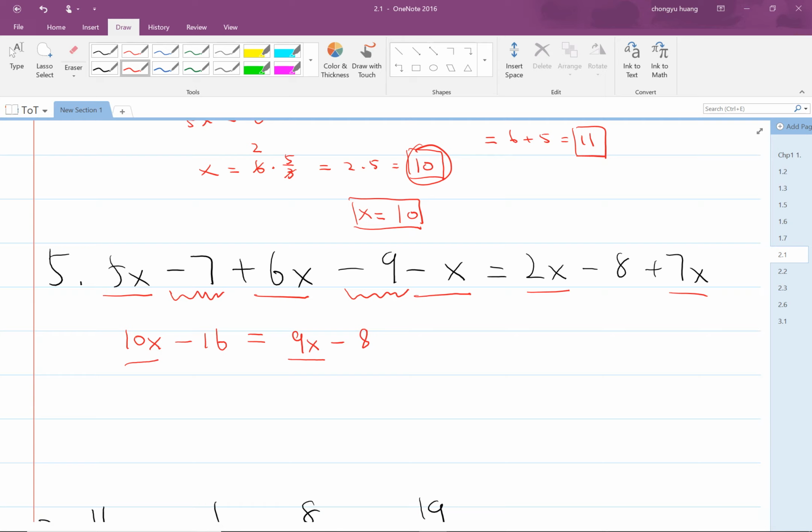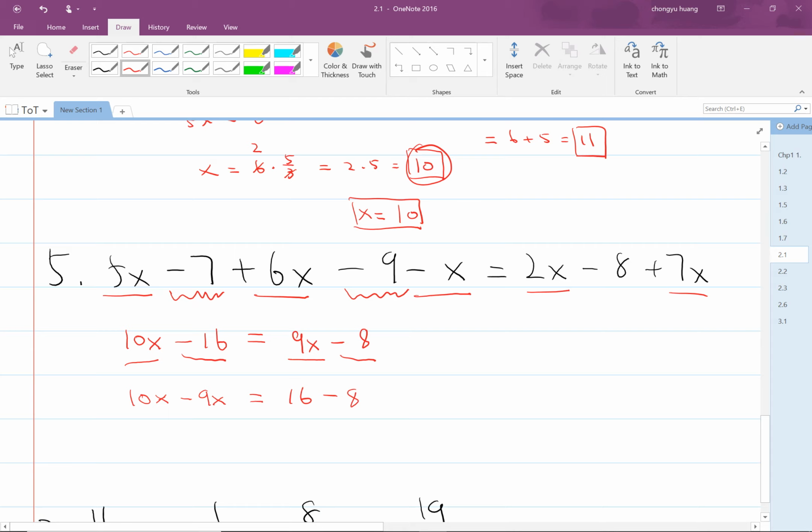So we have to move 9x to the other side, right? So it basically becomes 10x and then positive 9x. Moving to the other side, it does become negative 9x, right? And then we have to move the integer to one side, right? So we have negative 16. Negative 16 moving to the other side becomes positive 16. So we just write 16, right? And so we have minus 8, right?